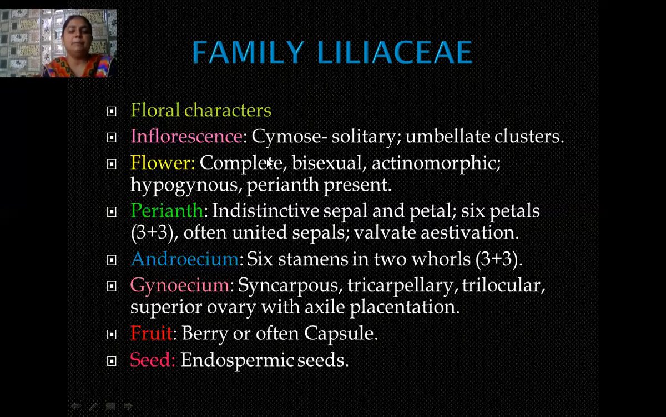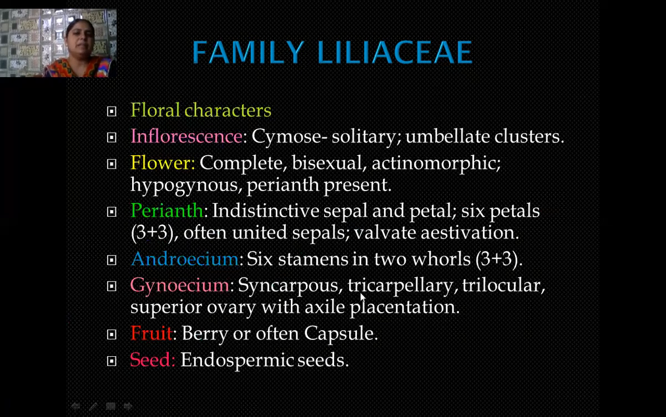Then flowers, we have complete flower, bisexual flower, actinomorphic flower. That means flower having radial symmetry, hypogynous flower, ovary superior. Perianth is present instead of sepals and petals. So there is a mixture of both sepals and petals present here, which is known as perianth. And in this perianth, indistinct sepals and petals are there. So 6 petals, often united sepals. So 3 plus 3 arrangement of sepals and petals. And this is known as tepals. T-E-P-A-L, tepals. And aestivation is valvate aestivation.